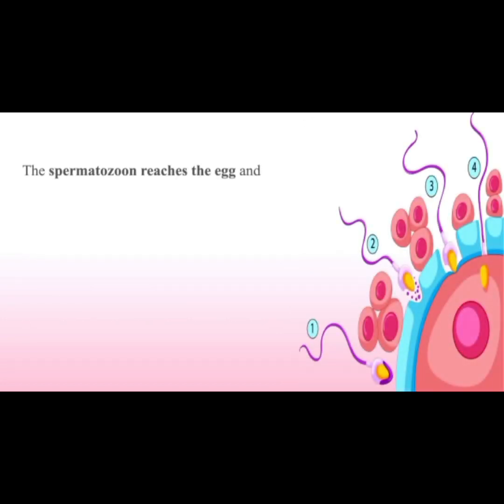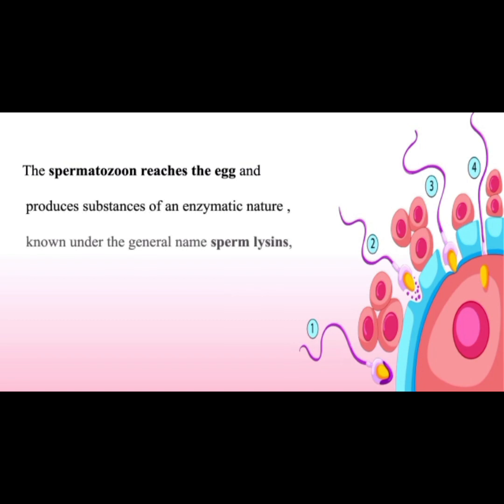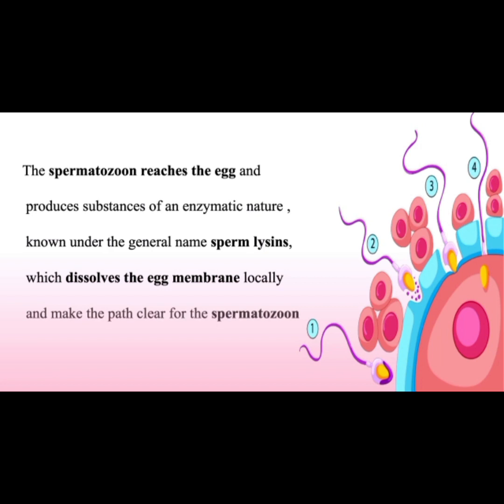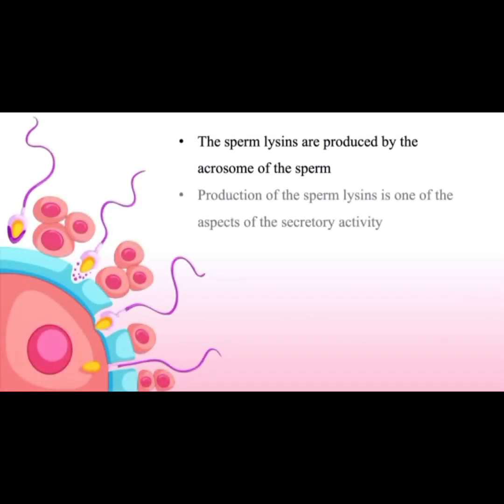The spermatozoon reaches the egg and produces substances of an enzymatic nature known under the general name sperm lysins, which dissolve the egg membrane locally and make the path clear for the spermatozoon to reach the surface of the egg. The sperm lysins are produced presumably by the acrosome of the spermatozoon. The production of sperm lysins is thus one of the aspects of the secretory activity of these bodies.